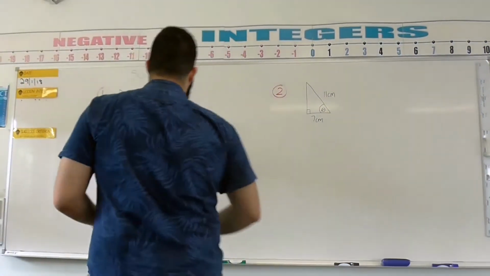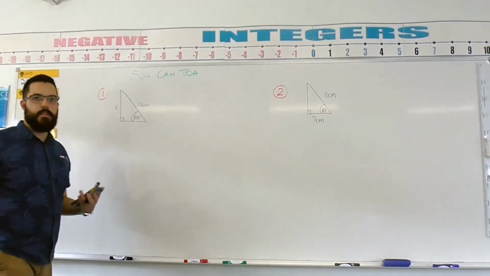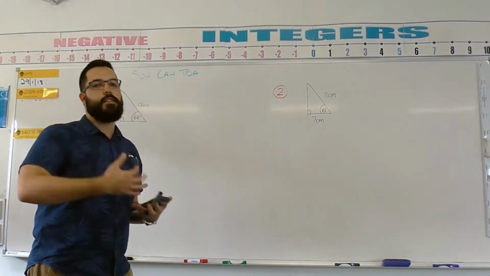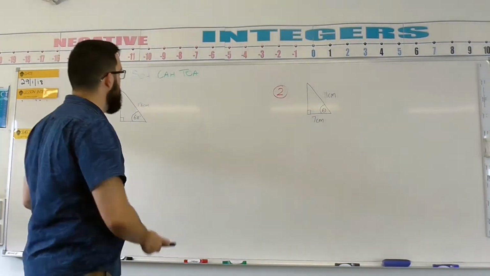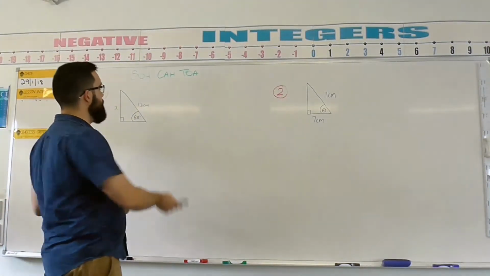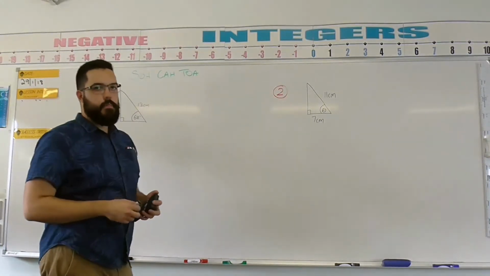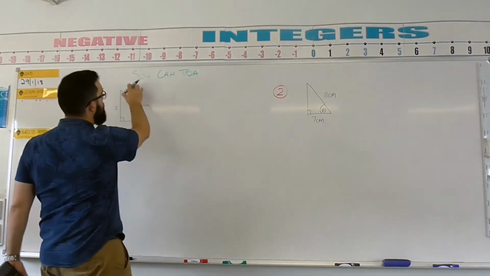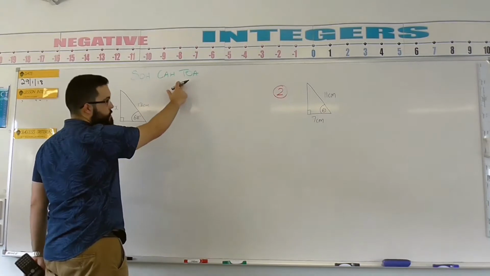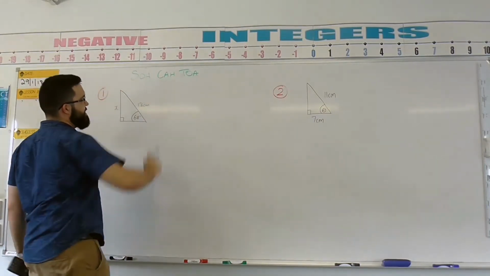Alright, let's have a look at some trigonometry. Now, trigonometry is actually looking at all ratios and angles in right angle triangles. So the big thing with trigonometry is remembering SOHCAHTOA. We have three things: sine, cosine, and tangent, or sine, cos, and tan.